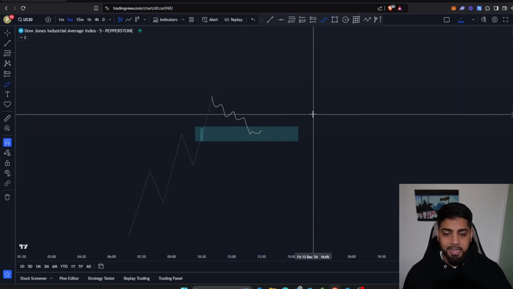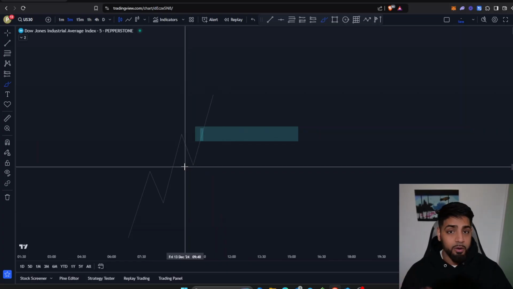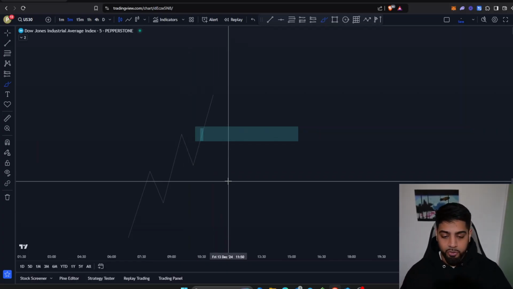You just have to understand things such as how to identify order blocks, fair value gaps, understand where you are in terms of your multi-time frame structure and your expectational order flow.